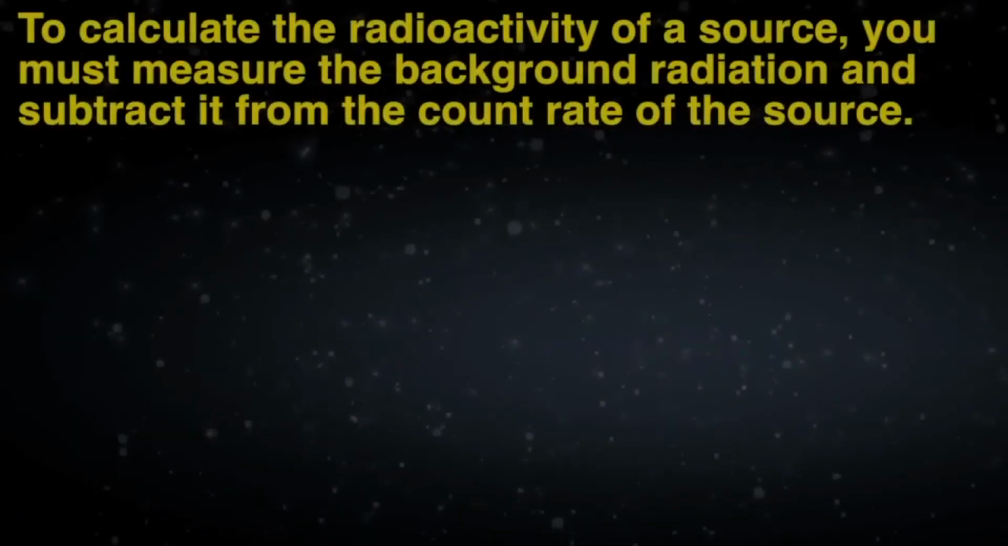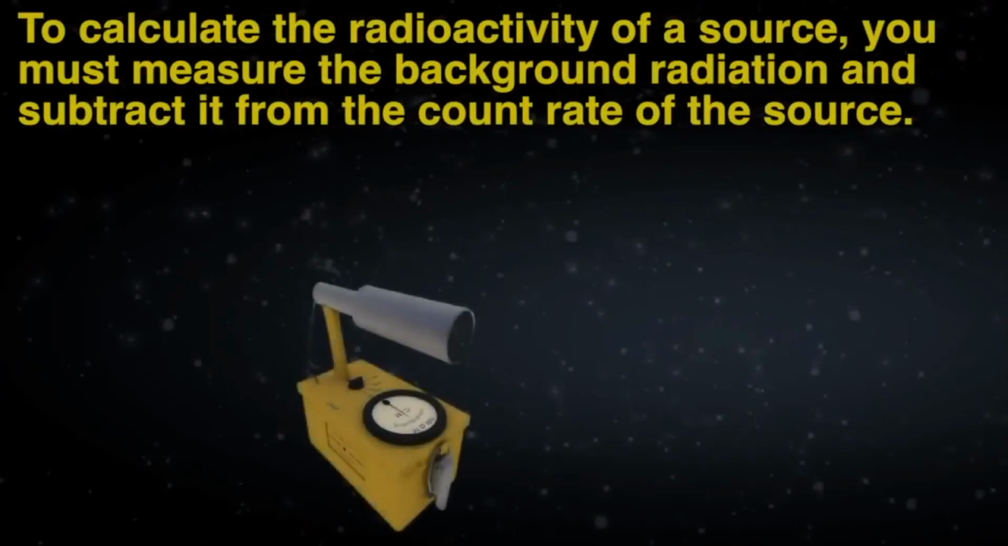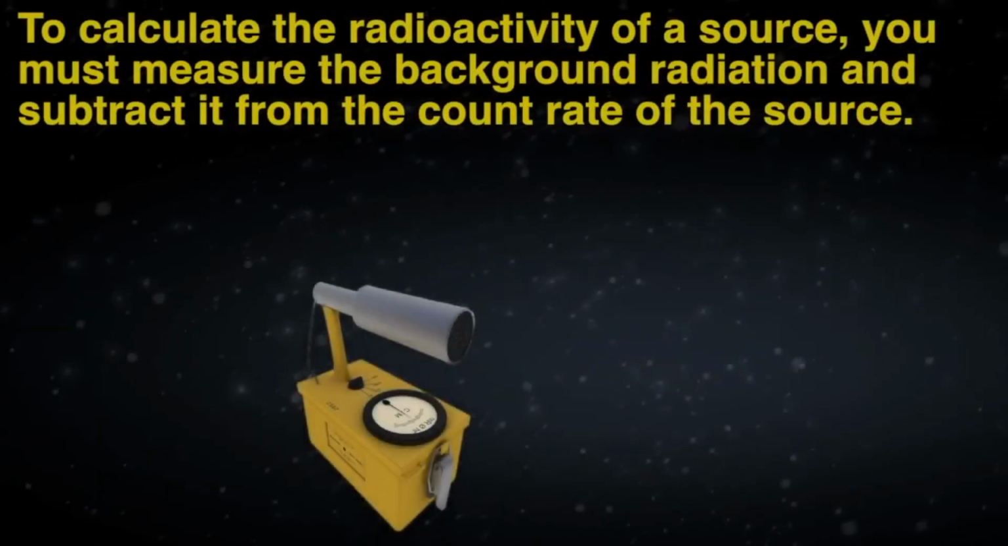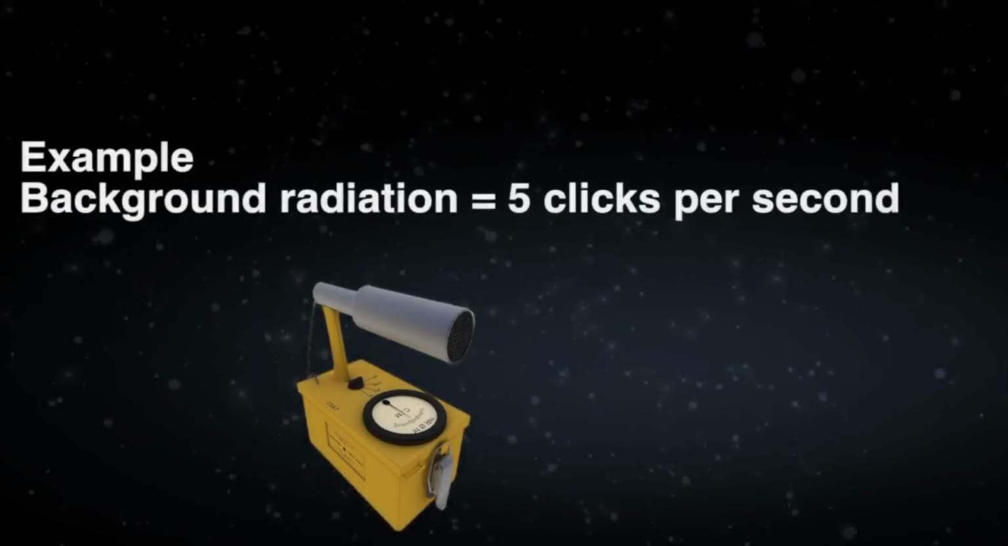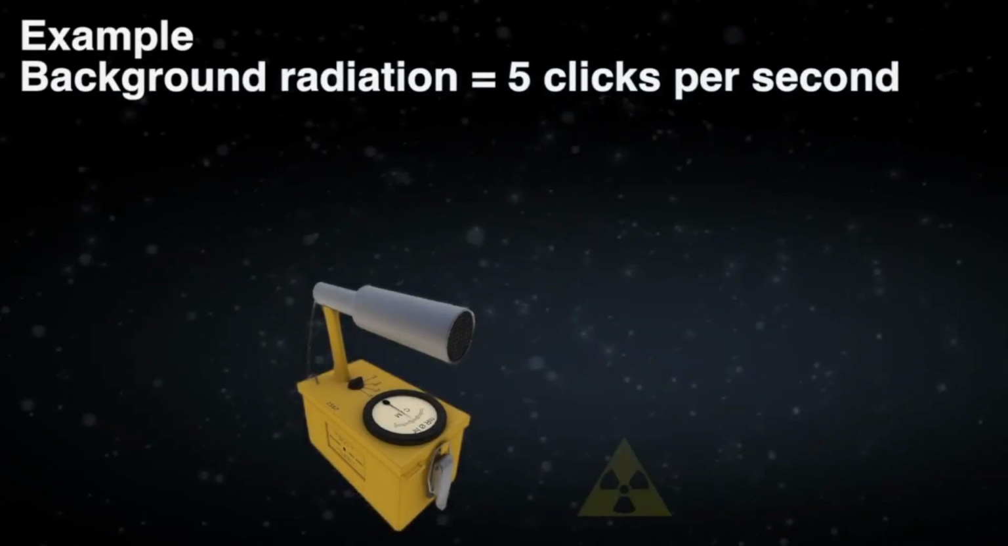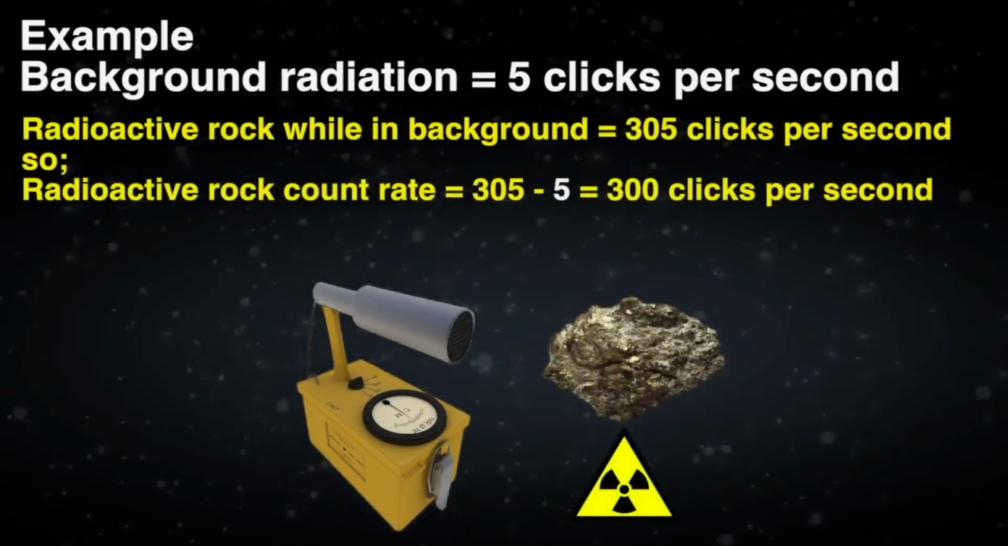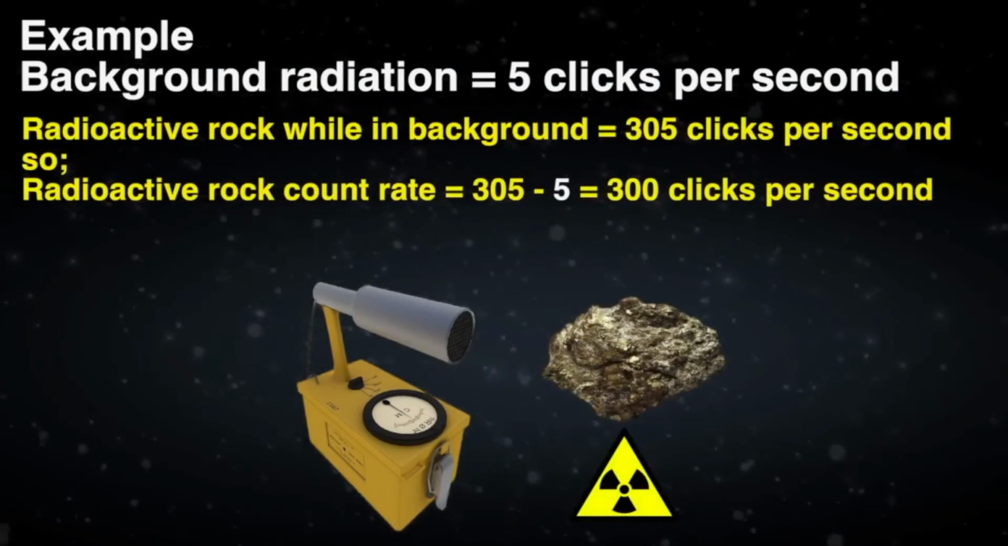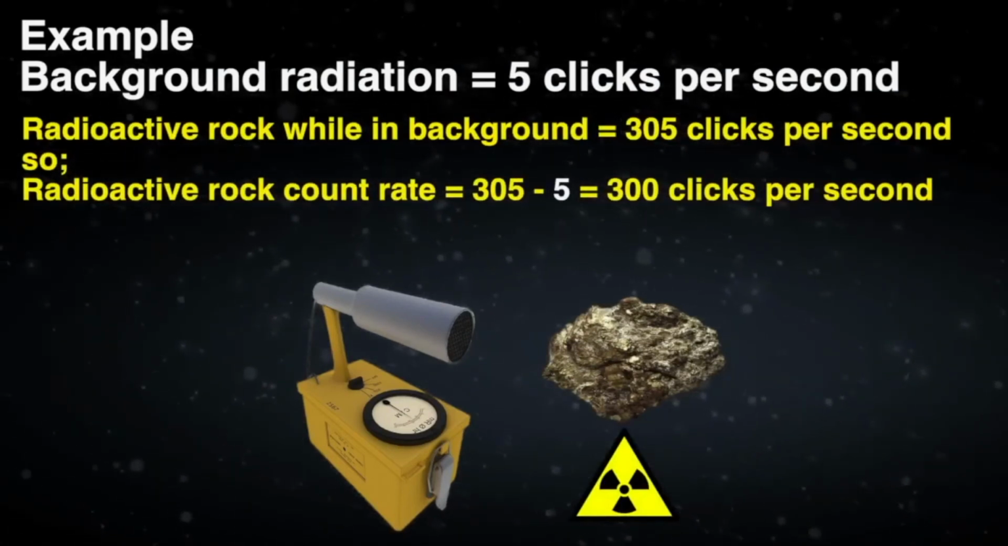To calculate the radioactivity of a source, you must measure the background radiation and subtract it from the count rate of the source. Example, background radiation equals 5 clicks per second. Radioactive rock plus the background equals 305 clicks per second. So, radioactive rock count rate equals 305 take away 5, equals 300 clicks per second.